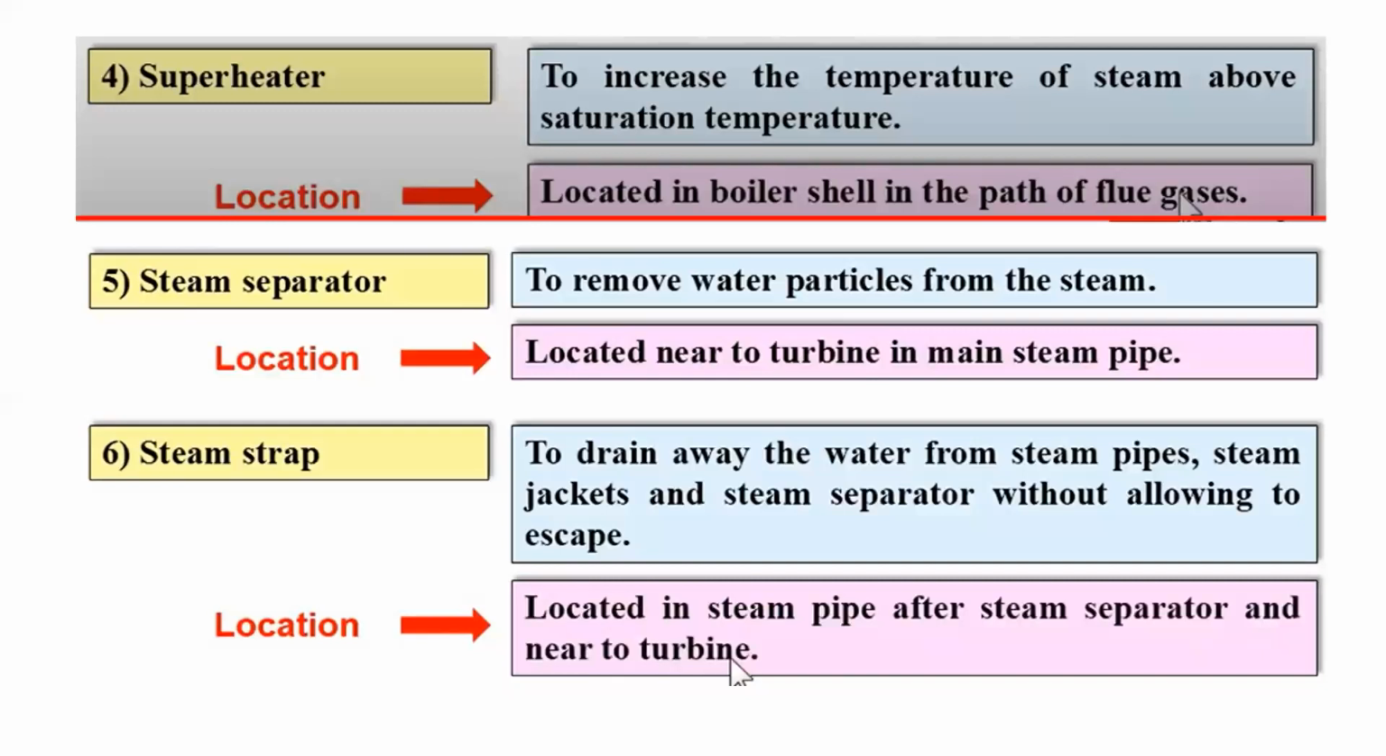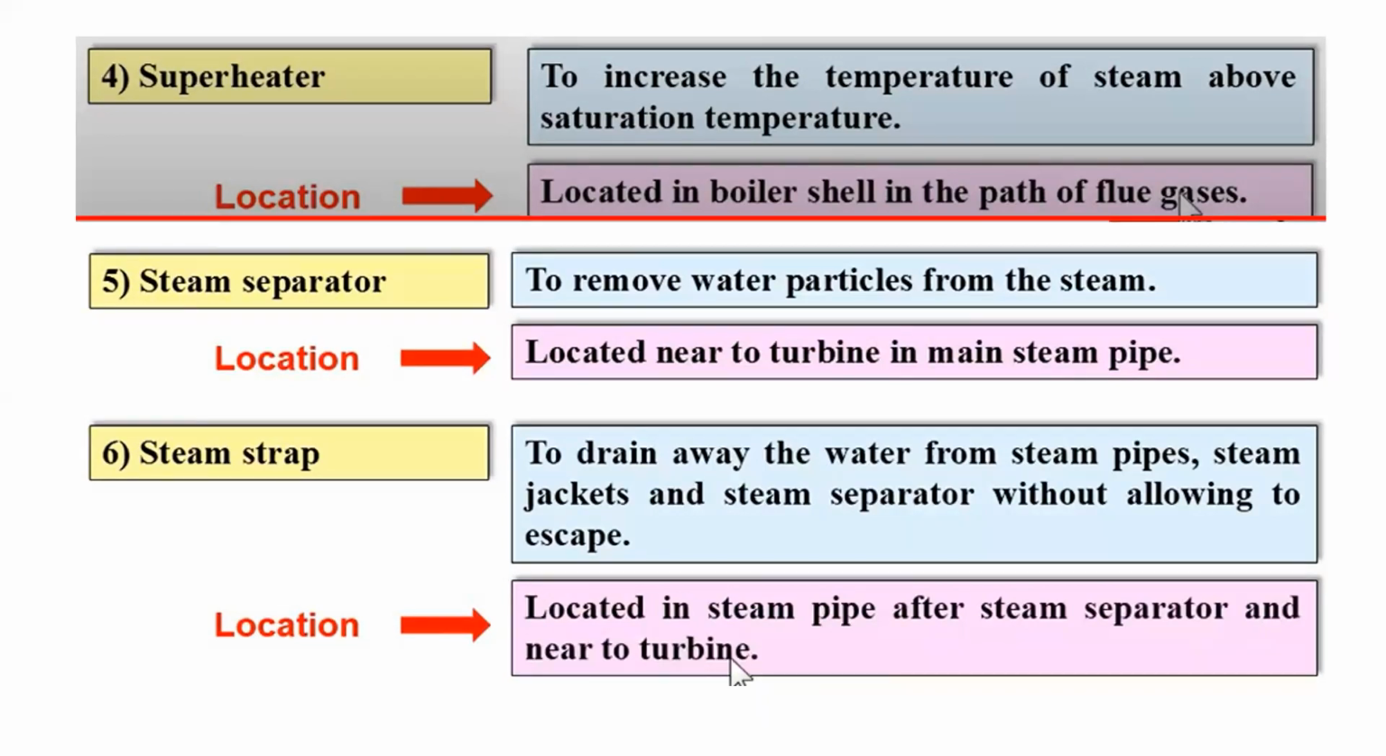Now it is superheater. Second level after economizer, it is superheater, to increase the temperature of the steam above the saturation temperature, and it is located in the boiler shell in the path of flue gases. Okay, and steam separator. There is another item that is anti-priming pump. So this is separate, that is separate. The steam separator removes the water particles from the steam, and it is located near the turbine in the main steam pipe.